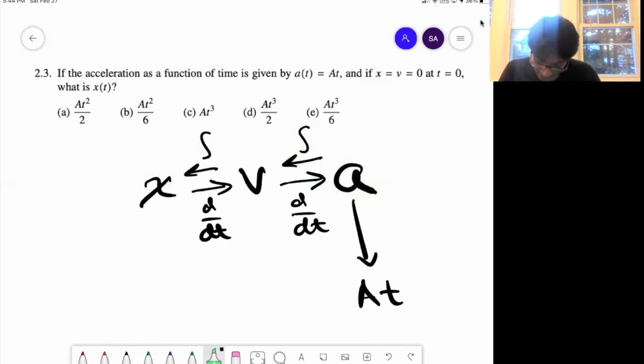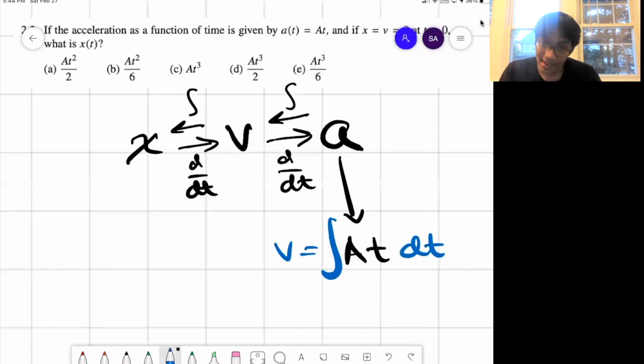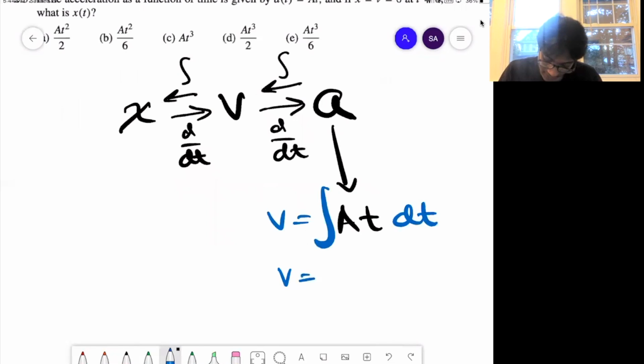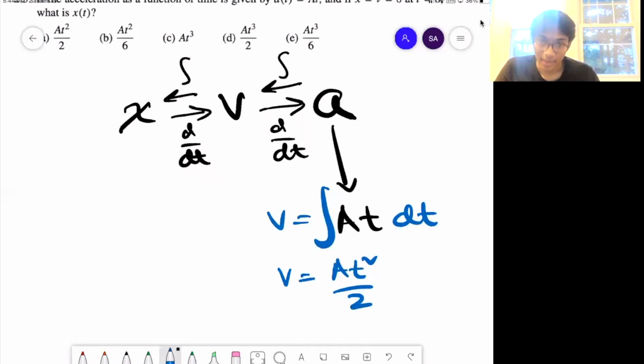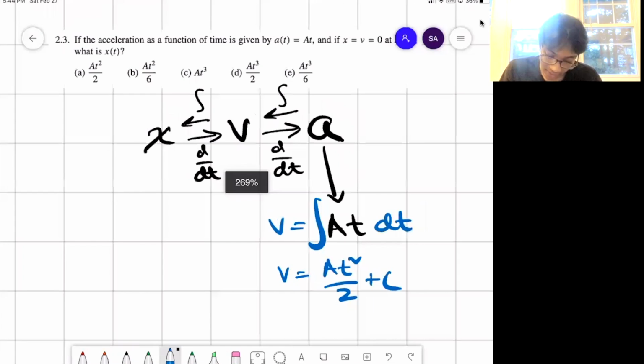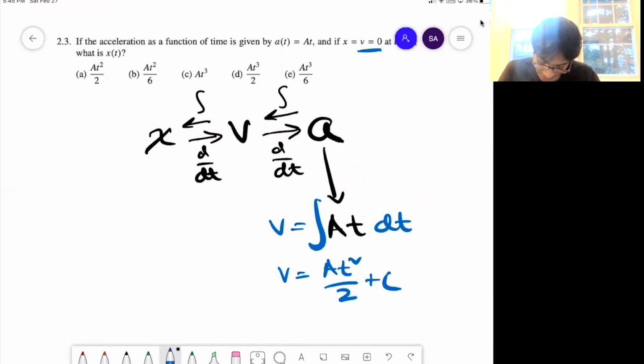Let's do it. If I take the integral of this with respect to time, I'll end up getting my velocity. So what does that happen to be? Well, since I'm integrating with respect to t, my velocity will be at squared over 2. But there's a plus c. We don't have to worry about it because our initial velocity is 0, so you can forget about your plus c. Now we've got our velocity.